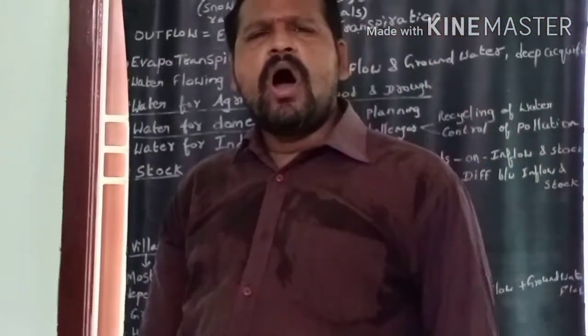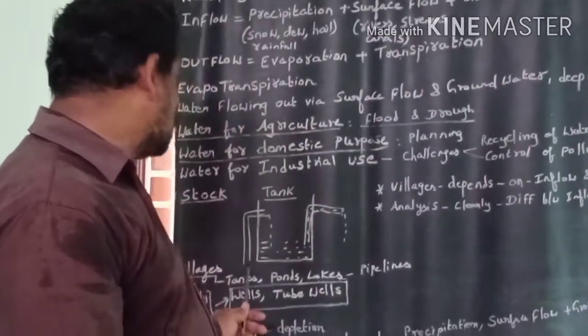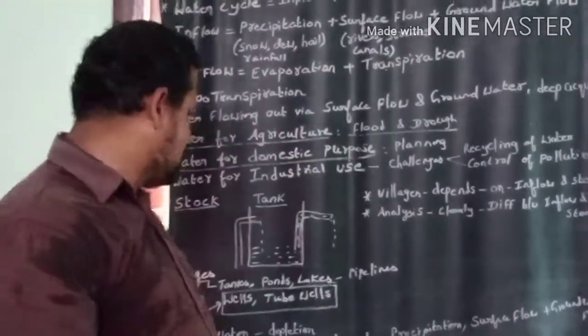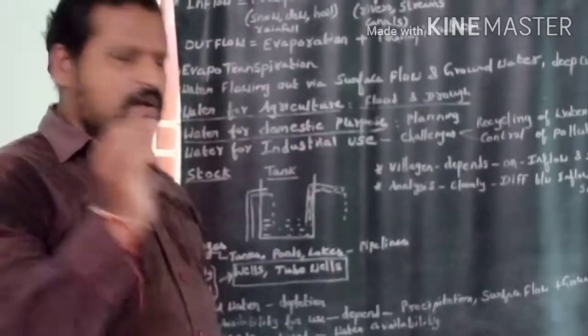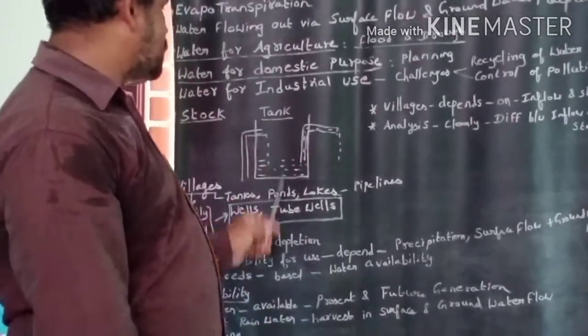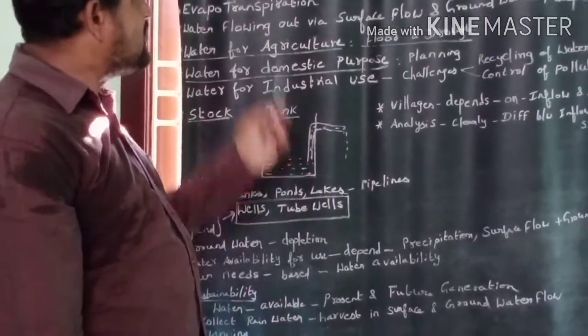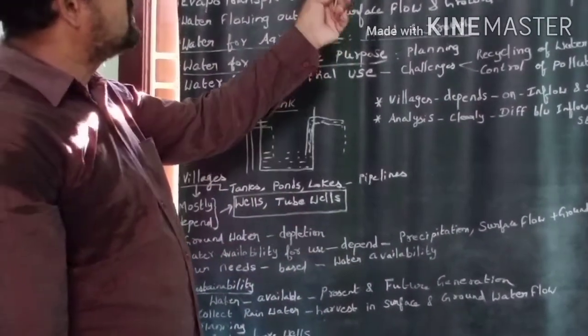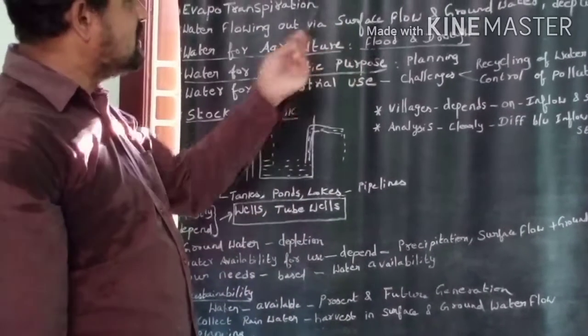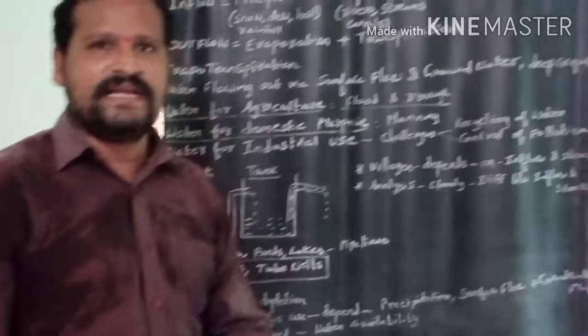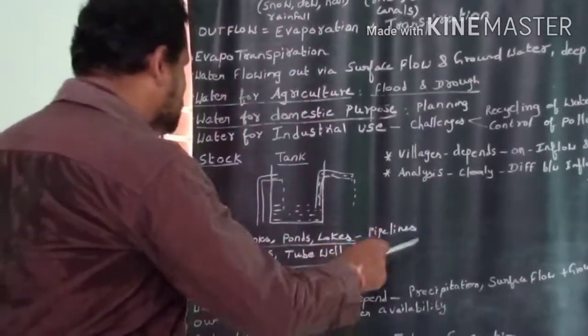All the villages in India do not consist of all these things. Some villages may have tanks and ponds, some ponds and lakes, some lakes and rivers, some rivers and streams, some streams and canals, some canals and tanks. But all the villages in India do not consist of all these things.